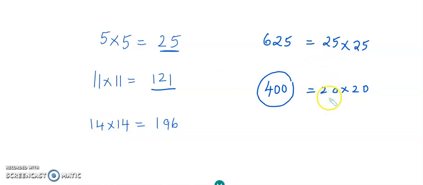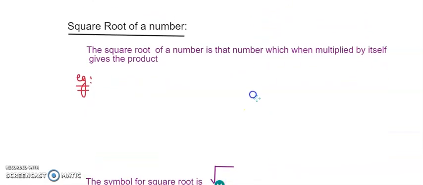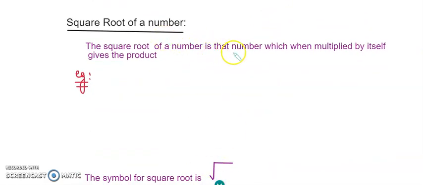Yes, they are called the square root. Okay, so what is a square root? That is what we are going to learn today. Square root of a number. The square root of a number is that number which, multiplied by itself, will give me the square.